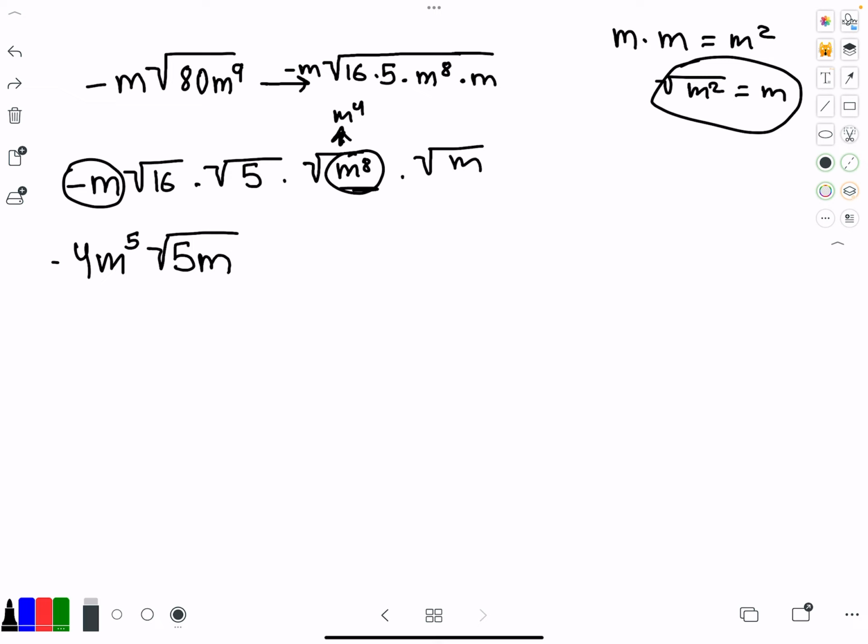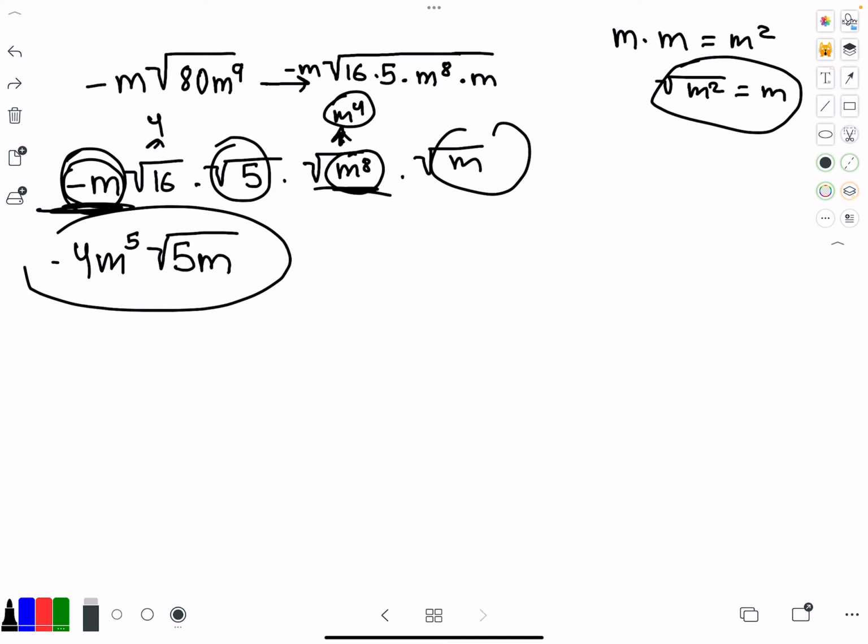of 5m. You combine these two together, and this becomes 4. You take this m and that m, and you multiply them, and these are your leftovers. So you get this as the answer. It's negative 4m to the power of 5, times the square root of 5m, and that is 10-2.